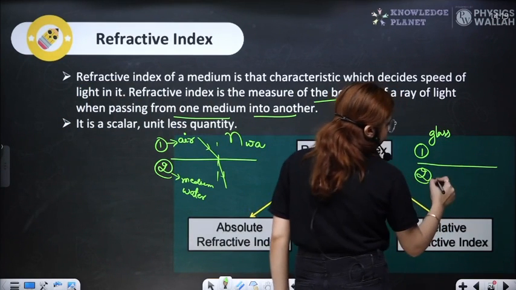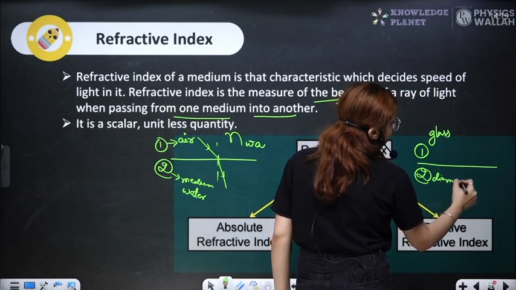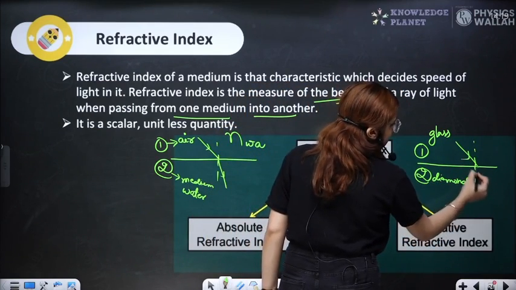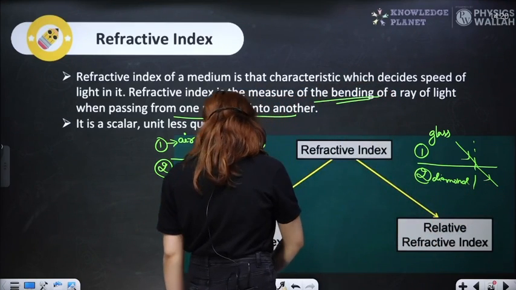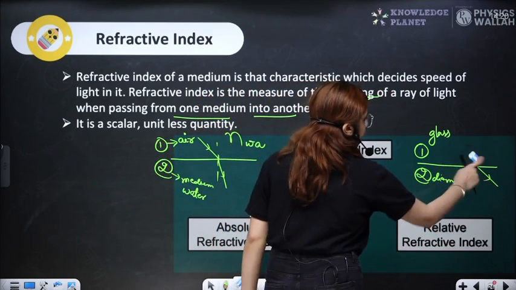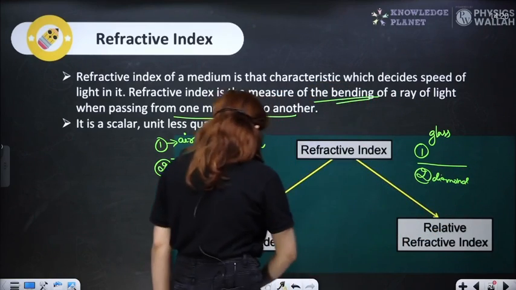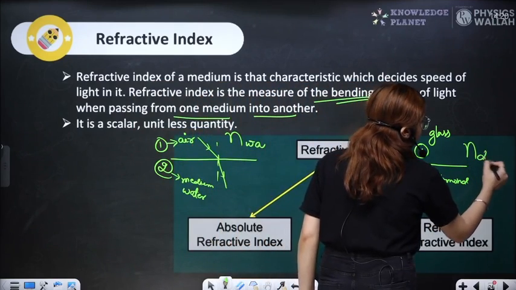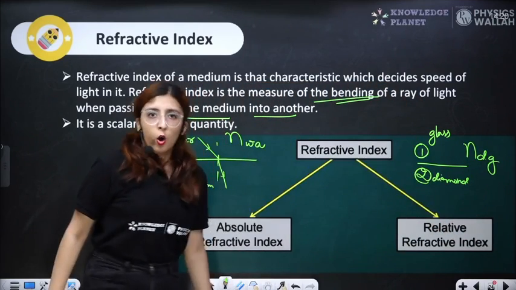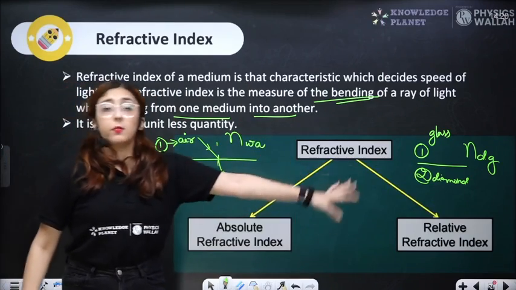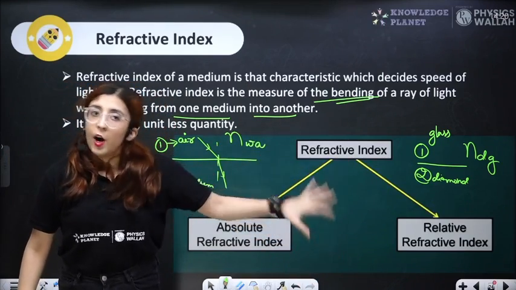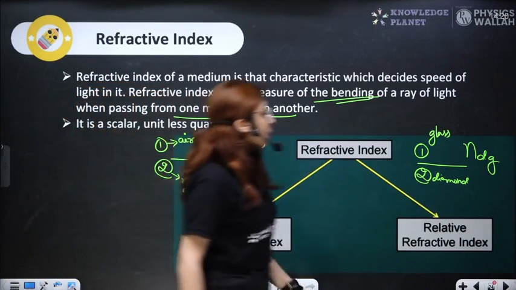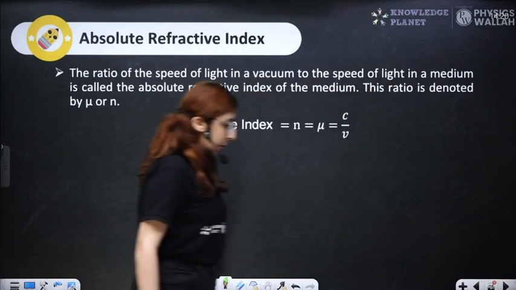Similarly, if light goes from glass to diamond, how are you going to represent it? Let me make the diagram again. Coming from glass, entering diamond. So, refractive index of diamond with respect to glass. Diamond will be given importance because light is entering there. Now how you need to represent it is clear.